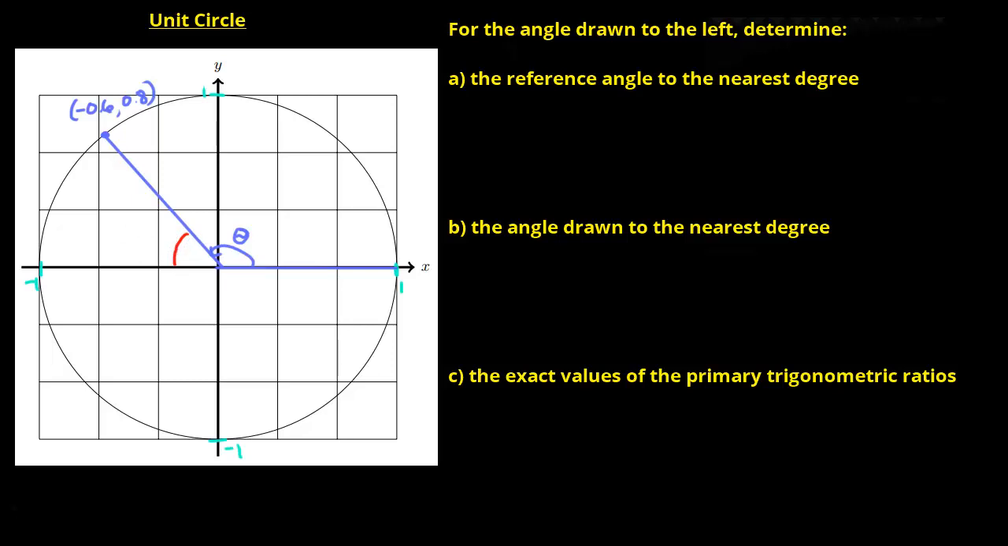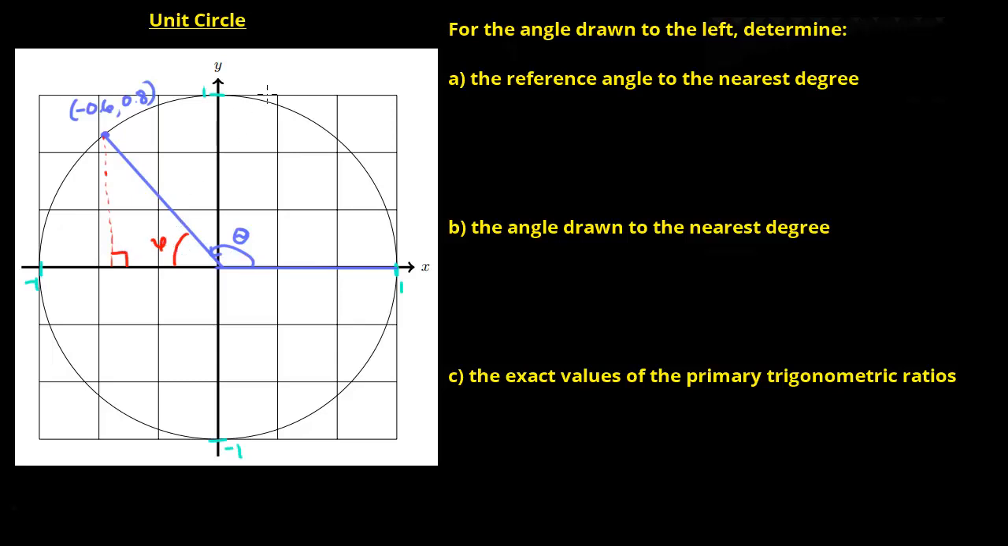So that would be this angle here. This angle we label as phi, and we said that phi is the reference angle. Here it wants us to determine the reference angle to the nearest degree, so we're asked to figure out what the value of this reference angle is. Notice that here we have an acute right angle triangle if we draw a line from the coordinate that we're given down to the x-axis.